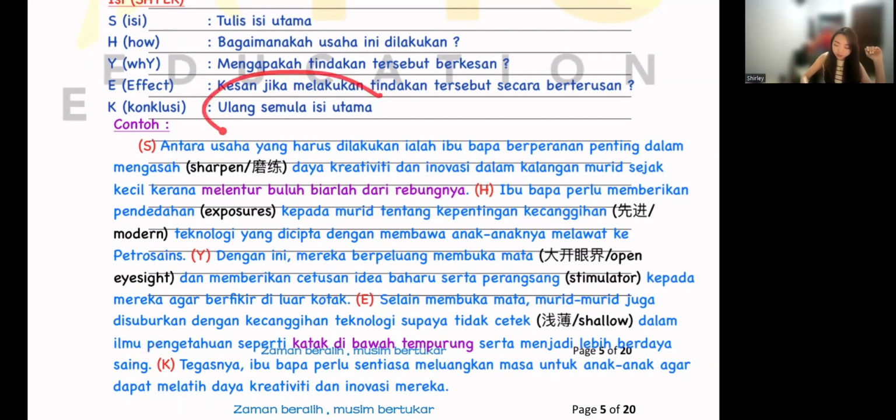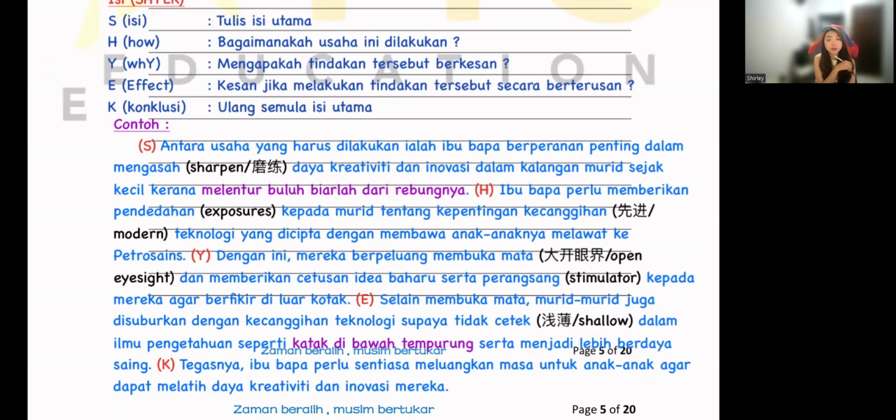Okay, then conclusion. You need to repeat again your isi utama. What is the isi utama? Ibu bapa mengasah daya kreativiti dan inovasi. Okay, so lastly, you can say in short, tegasnya. Ibu bapa perlu meluangkan masa dalam usaha melatih daya kreativiti dan inovasi mereka. Full stop. Okay, so this is the SHYDK. Ask yourself questions regarding the technique and then answer it. Your answers would be your EC already, the huraian, all that. This is the EC, all this here is the huraian.